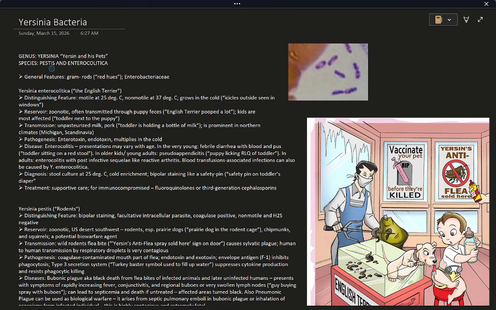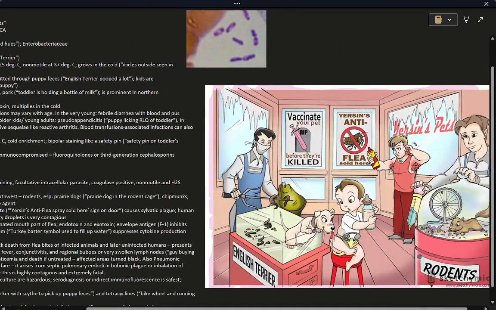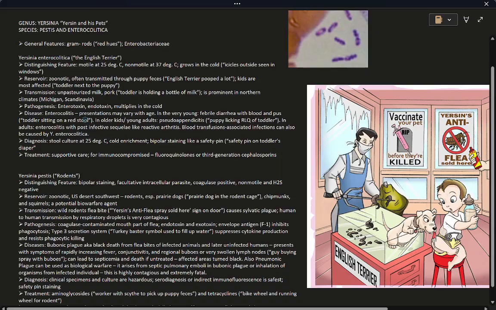So the two main species you have to know include the Yersinia pestis and the Yersinia enterocolitica. But we'll talk about the Yersinia enterocolitica first. For Yersinia enterocolitica, we're going to be focusing on the English terrier in the image that we see over here. And so this part of the image is what we'll be focusing on.